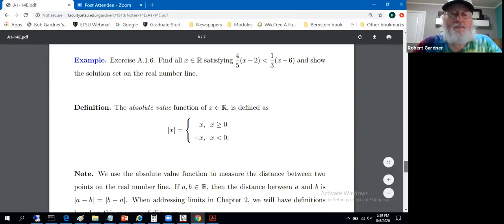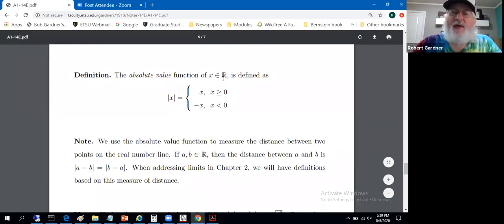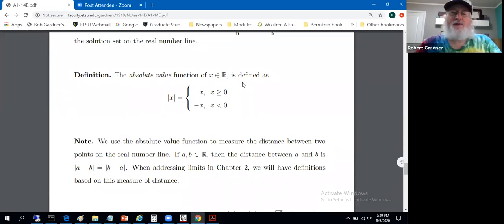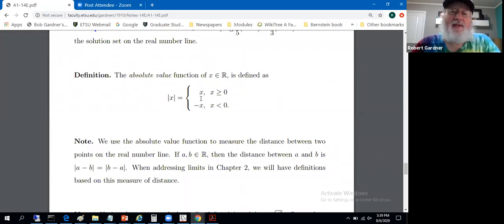Absolute value. The absolute value function of x, a real number, is defined as follows. The absolute value of x equals x itself if x is greater than or equal to 0. And the absolute value of x equals negative x if x is less than 0. Negative x. Is negative x positive or negative? Well, it depends on x. Here, x is negative. So negative x is a minus sign out front times a negative. That's what they say right here. So negative x is itself positive when x is negative. It's a negative times a negative, which is positive.